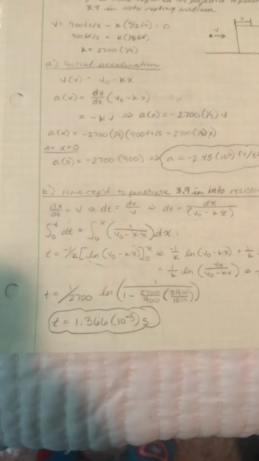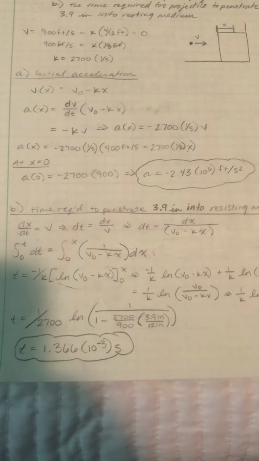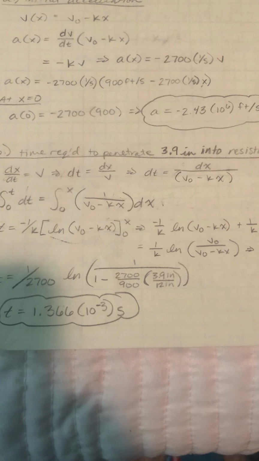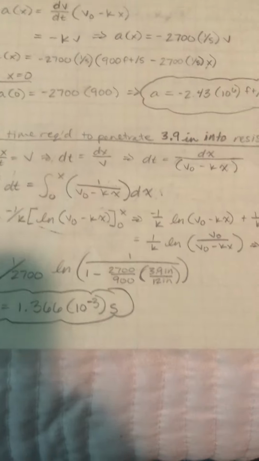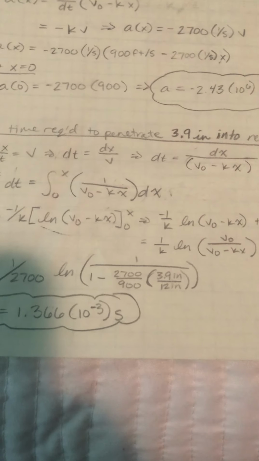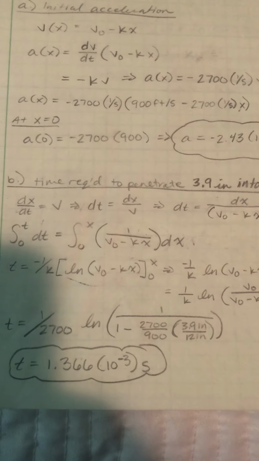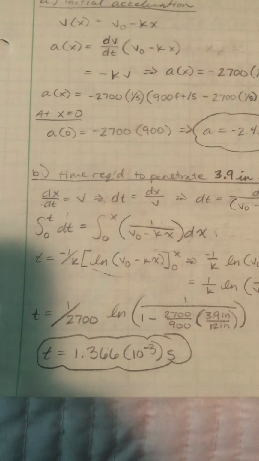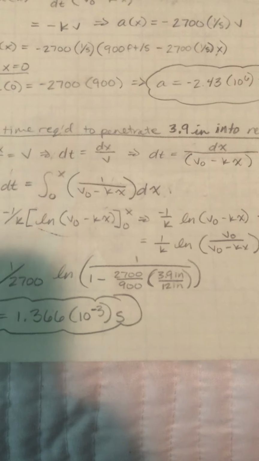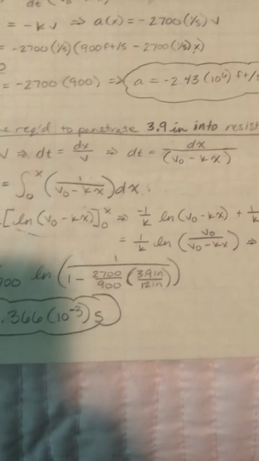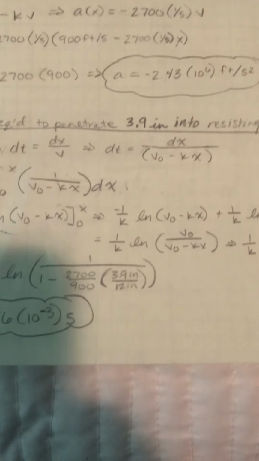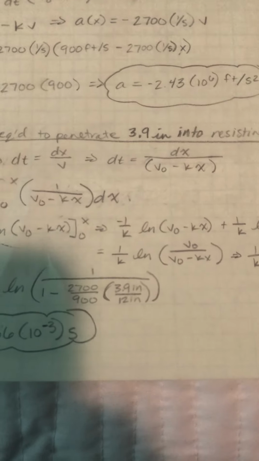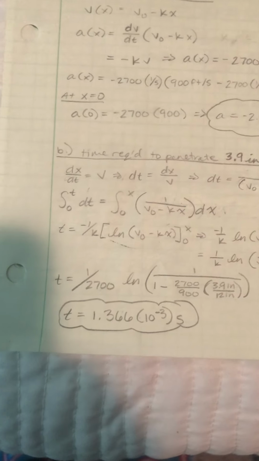Moving on to part B. So we have the velocity, and we do a separation of variables, thus getting our time on the left side, and we take the integral of both. We take dt from 0 to t equals the integral from 0 to x of 1 over v, or v naught minus kx, with respect to dx.